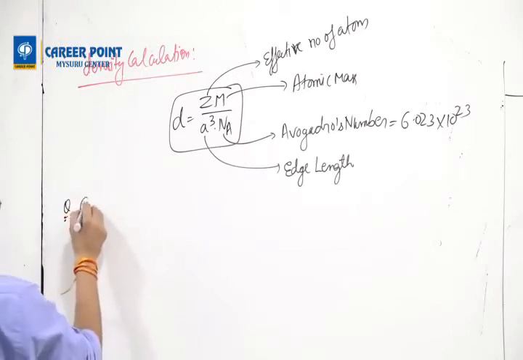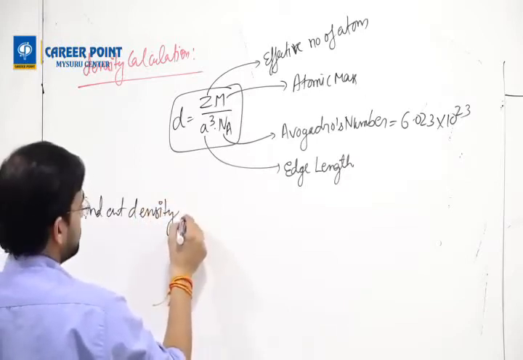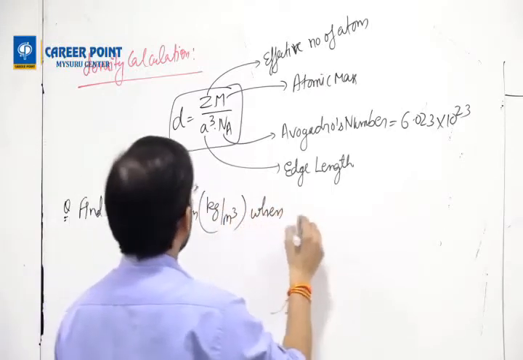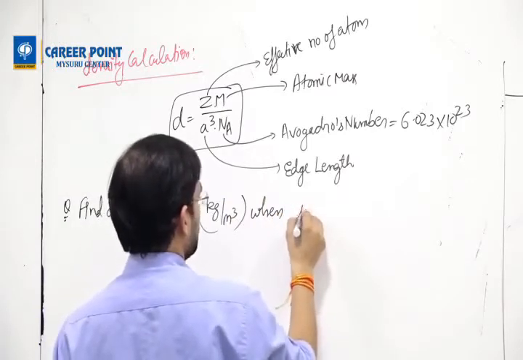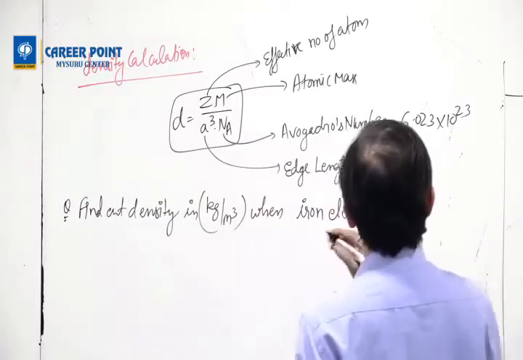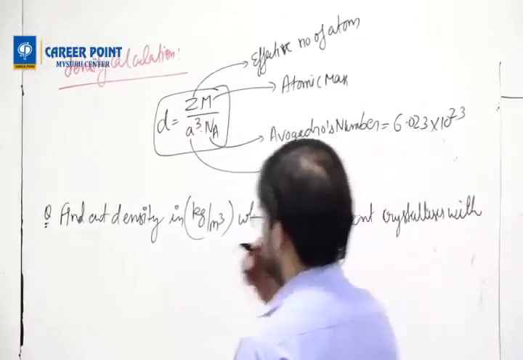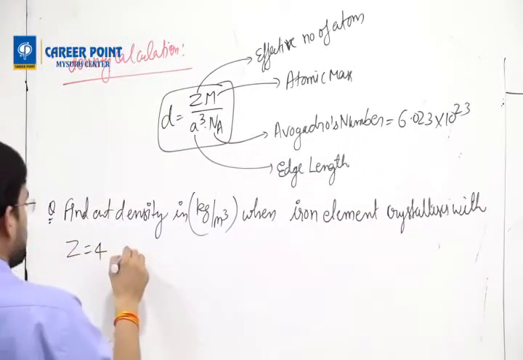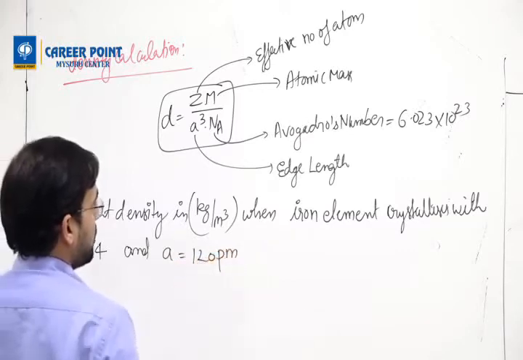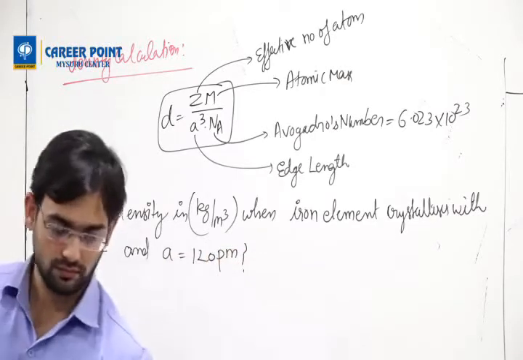Question. Find out the density in kg per meter cube when the iron element crystallizes with Z equals to 4 and a equals to 120 picometer. Solve this question.